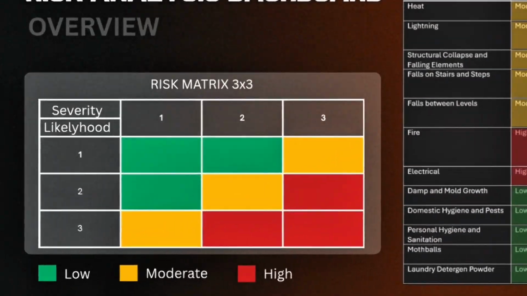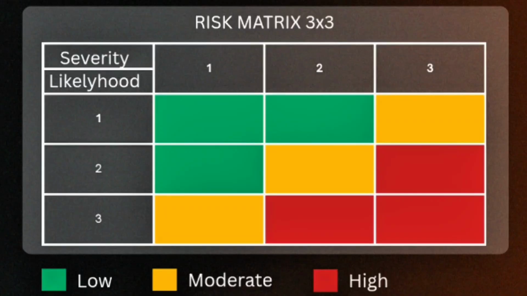We created a risk analysis dashboard. We put every danger into a simple 3x3 risk matrix to score them based on two things: severity, which means how bad the injury could be, and likelihood, which means how easy it could happen.